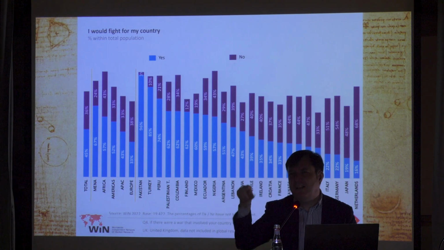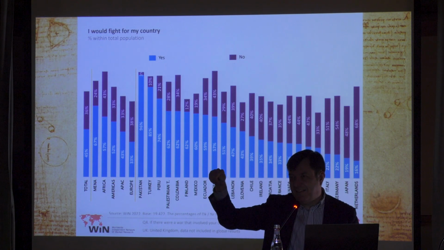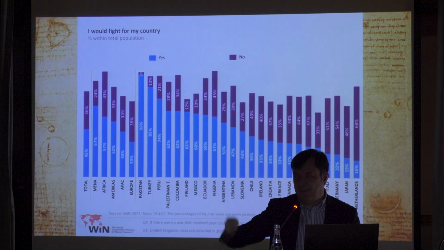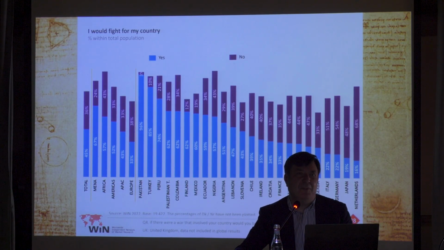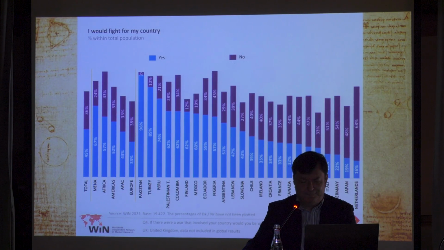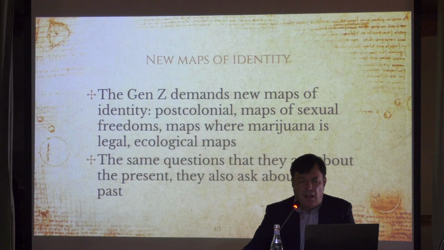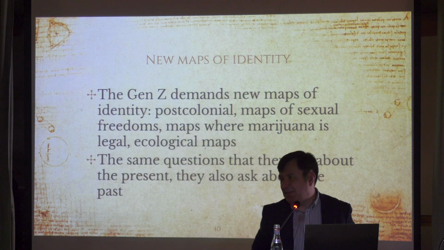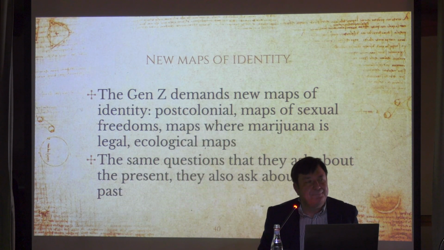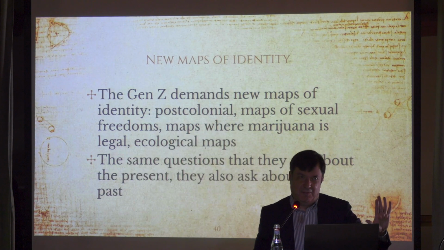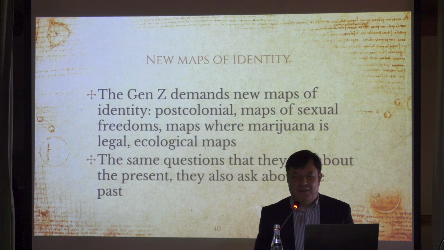And censuses are still the old. They were made to tell us, at the stage when we had conscript armies, how many people we could conscript easily and do with them whatever the nation, state or empire wanted to do. So Gen Z demands new maps, and that's my final point on identity, not the ones we were doing. Post-colonial maps.